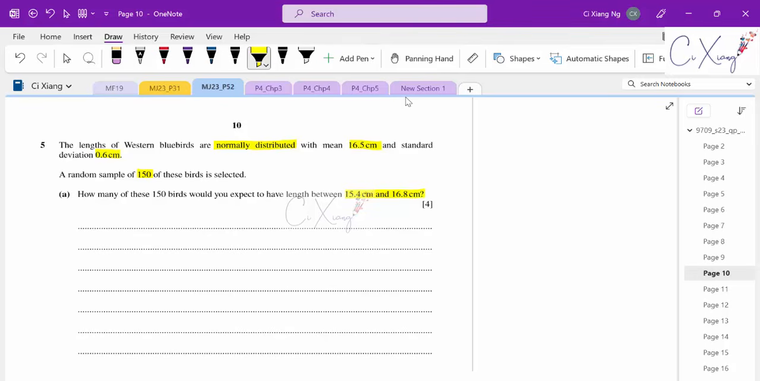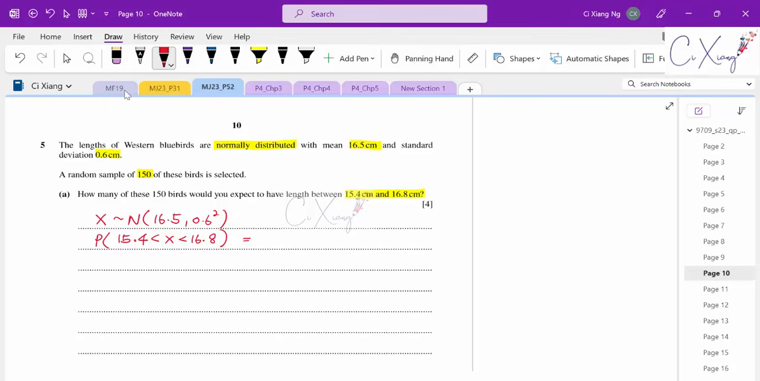Okay, so before you can find out the expected number for the birds, you have to calculate the probability for the birds with this length first. Then after that, only you multiply with 150. Okay, so maybe we can denote X as the length of the western bluebirds. They are normally distributed. The mean is 16.5 and the variance is 0.6 squared. Okay, we want to find the probability that the length is between 15.4 and also 16.8.